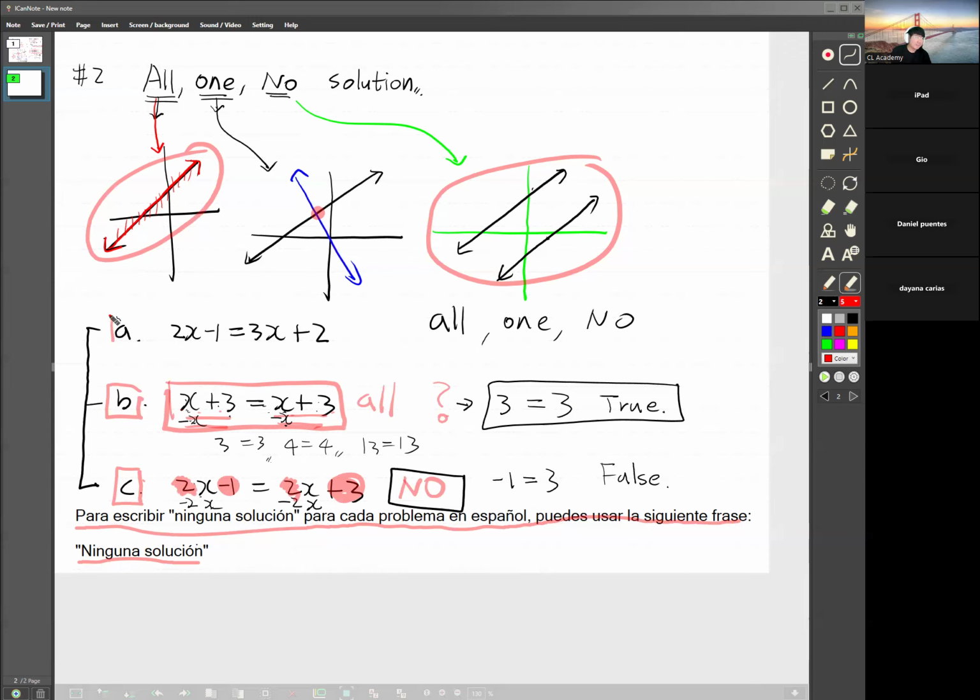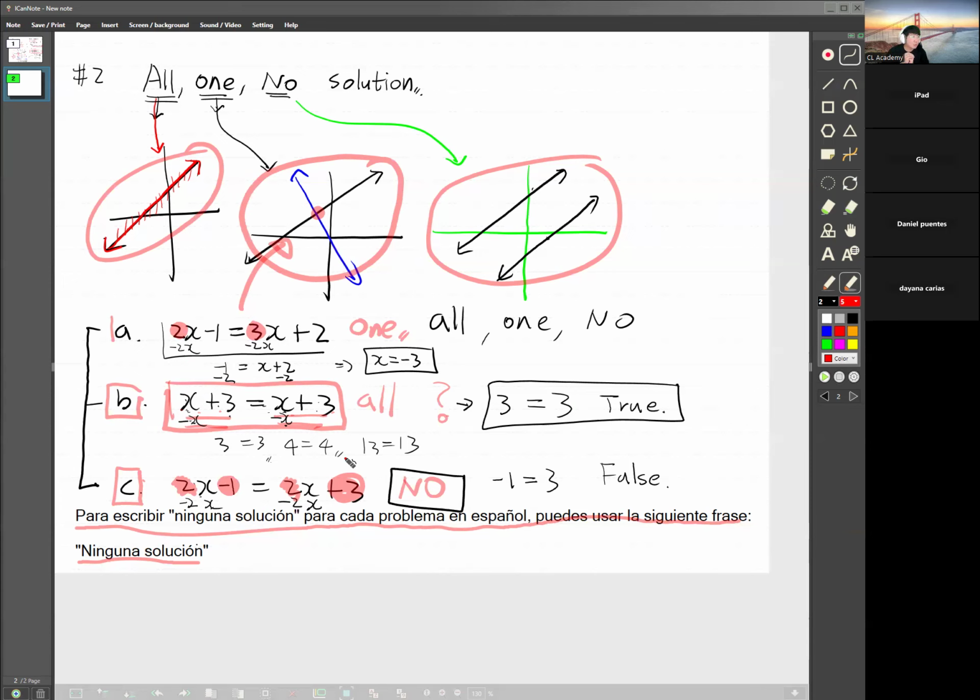Now A. With A, we can solve it. I'm going to subtract 2x from both sides. Then x plus 2 equals negative 1. I'm going to subtract 2 from both sides. Then x equals negative 3. So we have a solution. Why does this happen? From a graphical perspective, the slope is 2 and the other slope is 3. When they have different slopes, they will intersect one time. So one solution.